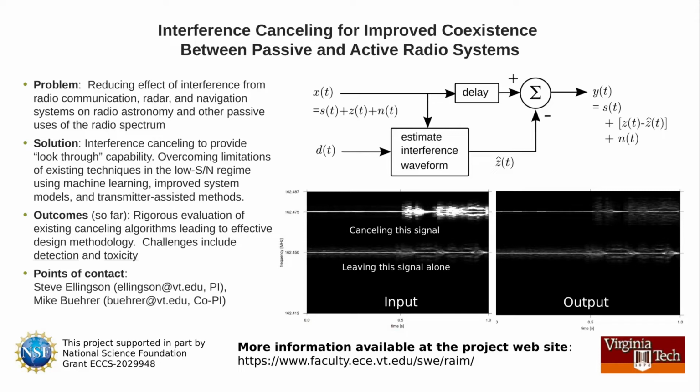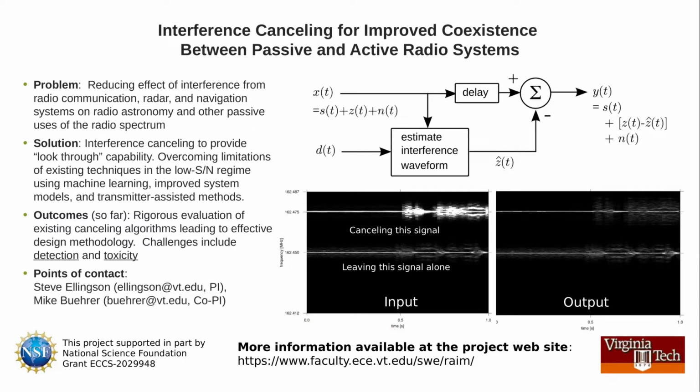Then all that remains is to align x and z hat in time, and then subtract z hat from x. Ideally, the interference is completely removed in this operation. In practice, of course, z hat is not exactly equal to z, so instead you've succeeded only in reducing the interference and not quite eliminating it. An example of this technique is shown in the lower right of this slide.